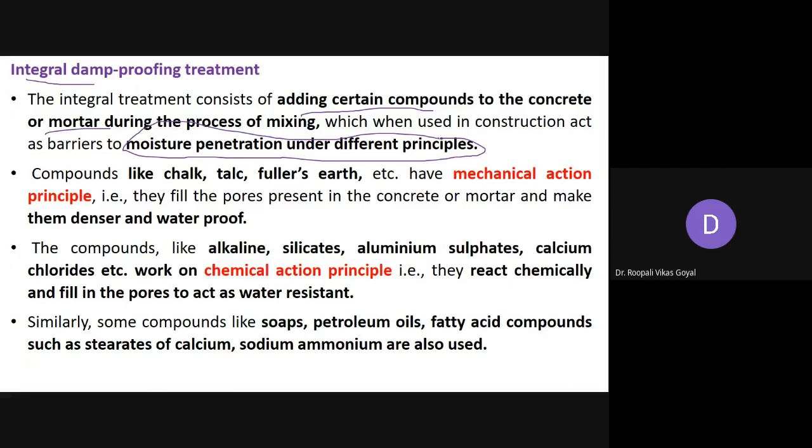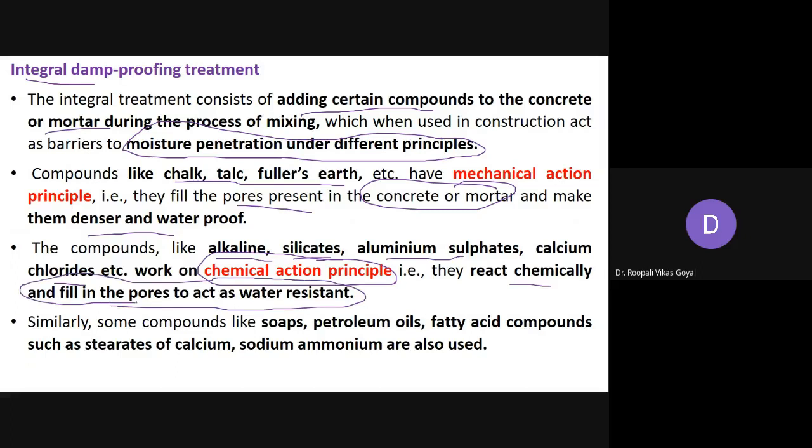The first compounds that you can add are like chalk, talc or fillers. They work by the mechanical action principle, so they will fill the pores present in concrete or mortar and make them denser and waterproof by mechanical action. But if you are using compounds like alkaline silicate, aluminum sulfate, calcium chloride, etc., and mixing them, then they will act chemically. A chemical reaction would take place, and after reacting chemically, they will fill the pores to act as a water resistant layer.